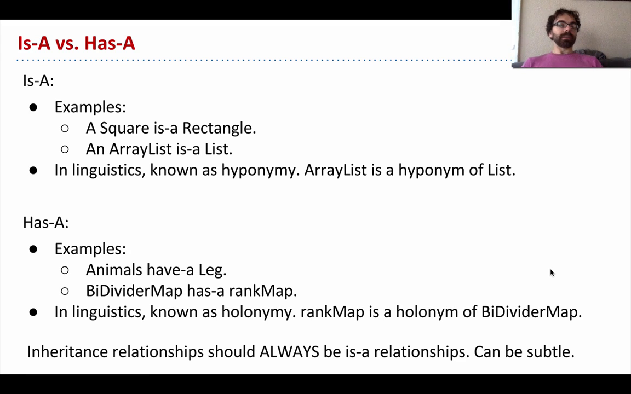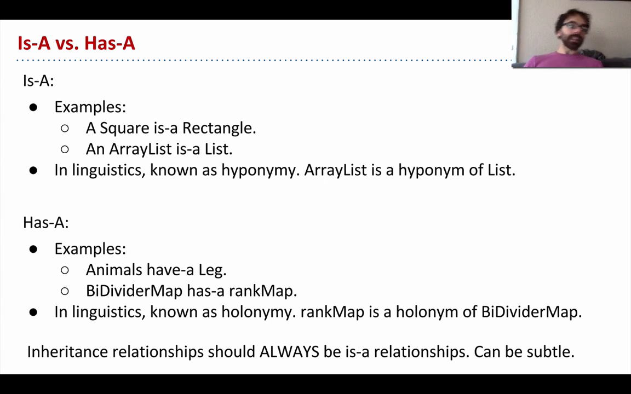And what I want to make a note of is that when you use the extends keyword or the implements keyword in Java, it should always be an is-a relationship. You might think to yourself, well, I would never, ever say leg or animal extends leg or something like that. I would never say animal extends leg, you might say to yourself, and you're probably right.